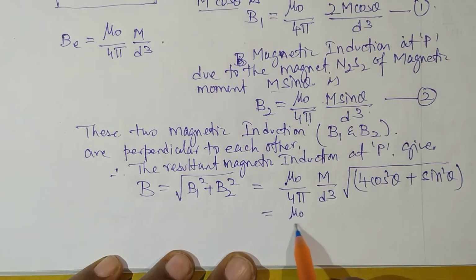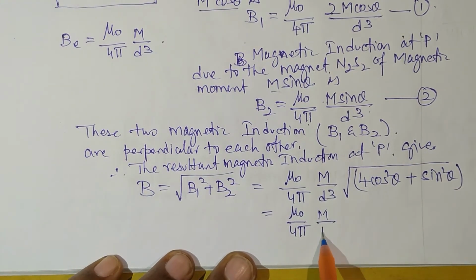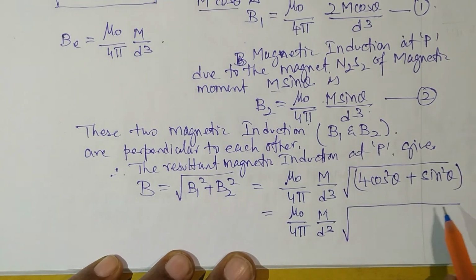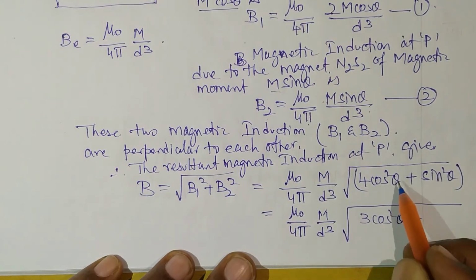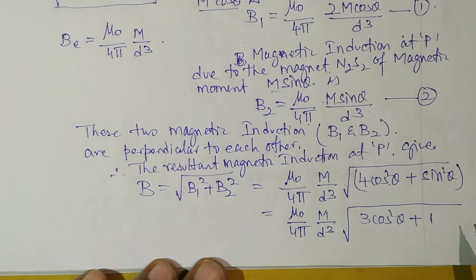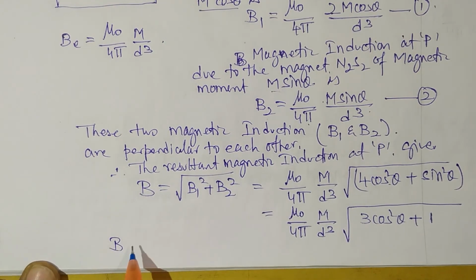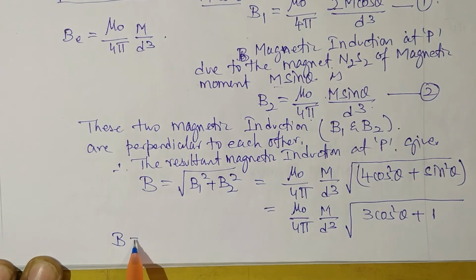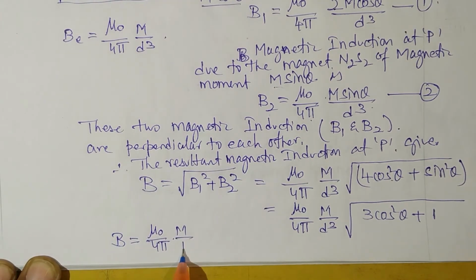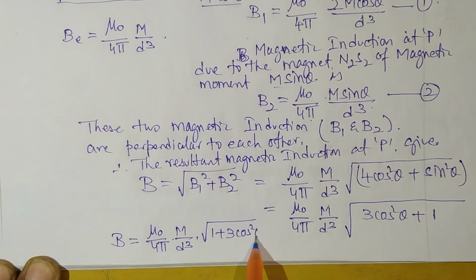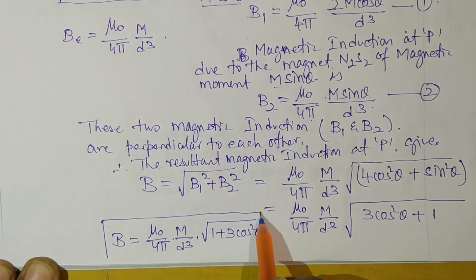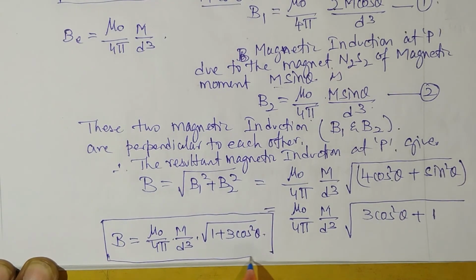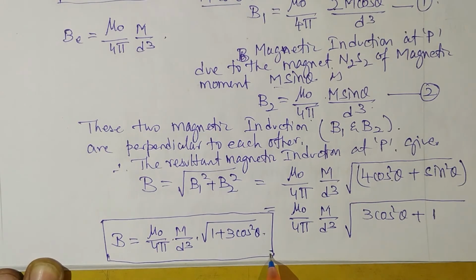So mu naught by 4 pi m by d cube. If I take one cos square theta separately, it is 3 cos square theta plus cos square theta plus sin square theta, which is 1. Therefore, the net magnetic induction at point P is B equal to mu naught by 4 pi m by d cube into square root of 1 plus 3 cos square theta.